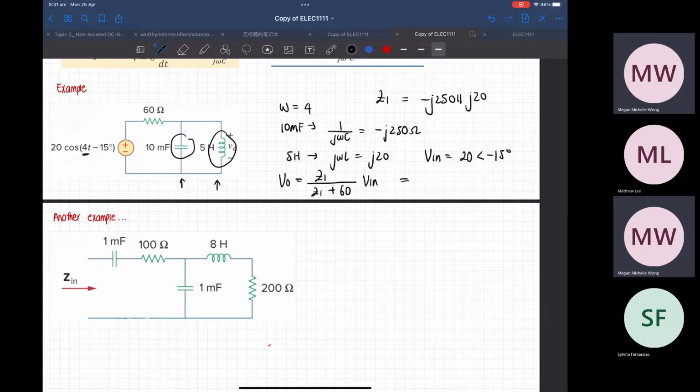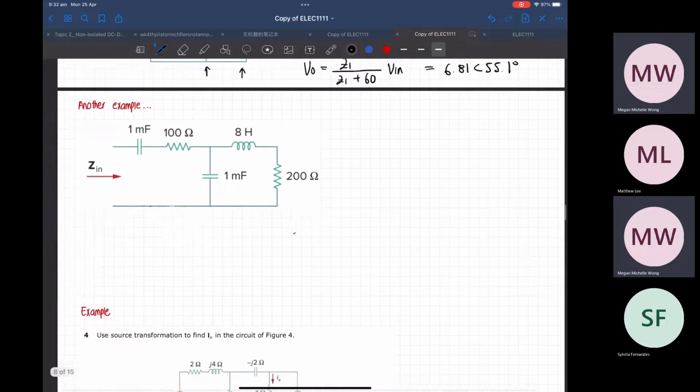And I think the final value of this one is J 60 times 20. I got 6.81 angle of 55.1, and that is your V out. So pretty simple one.